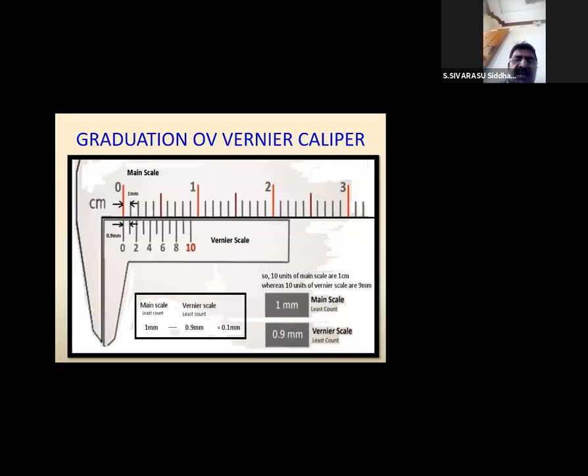Vernier slide. There you can see the vernier graduations also marked on this. Now in this vernier caliper, they have taken 9 main scale divisions, that is 9 mm, and divided it into 10 equal parts in the vernier scale. They divided the same distance into 10 equal vernier scale divisions.